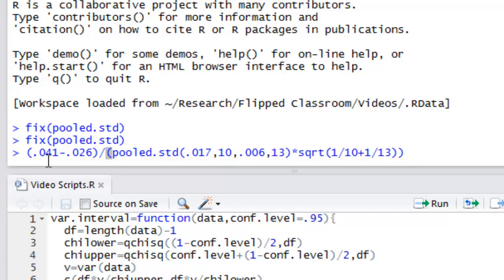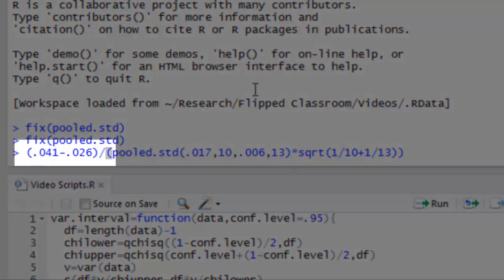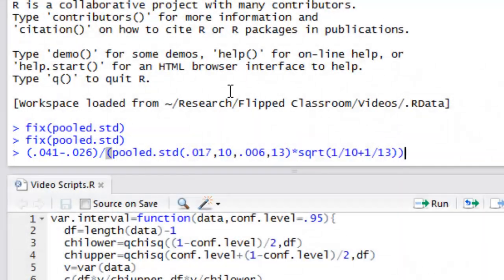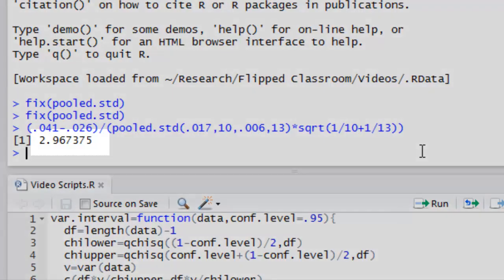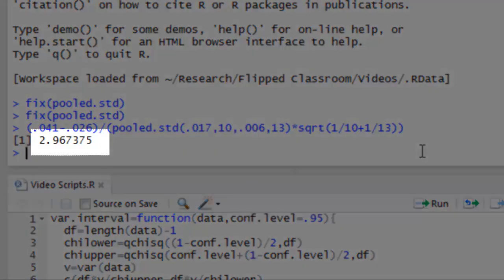Alright, so I'm taking the sample mean for the juveniles minus the sample mean for the nestlings, subtracting off the hypothesized difference, which under the null is 0, and dividing by the pooled standard deviation times the square root of 1 over 10 plus 1 over 13. That's our test statistic. And that comes out to be 2.96.